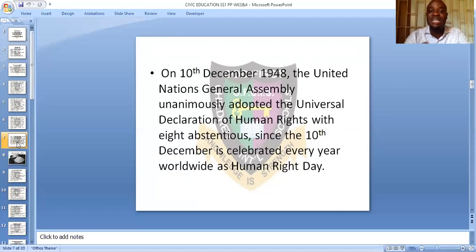That happened on the 10th of December 1948, and there the 30 articles of UDHR became a standard which serves as universal fundamental human rights for all. When we say universal, we mean global.